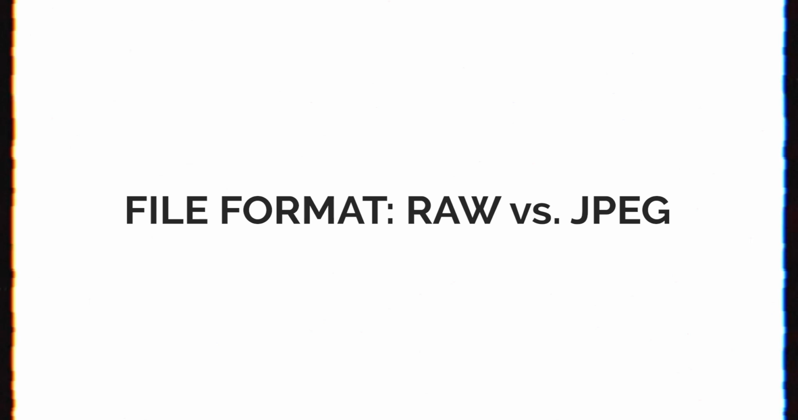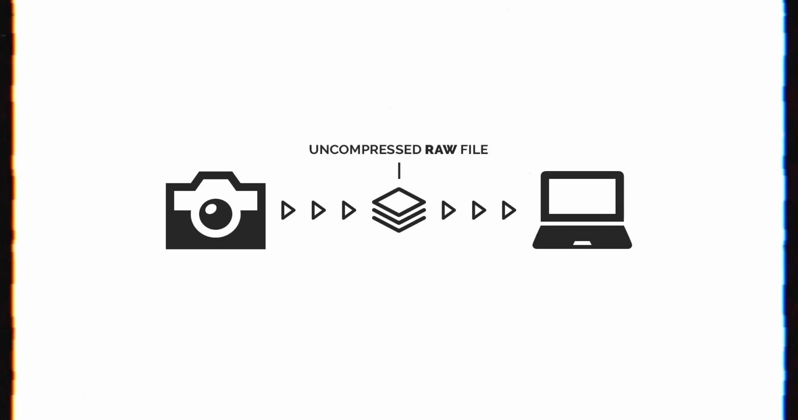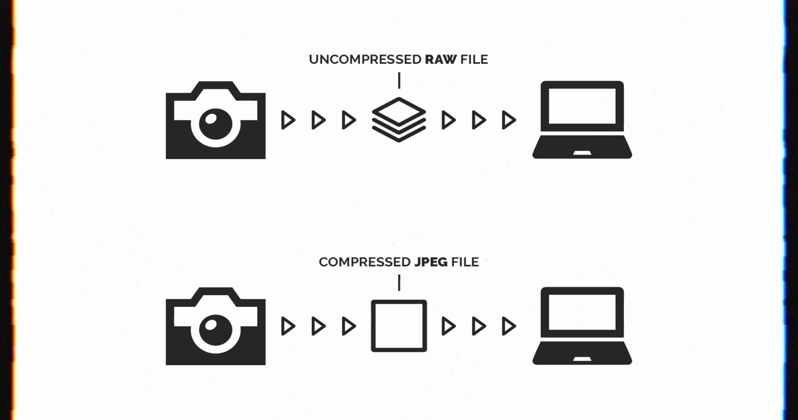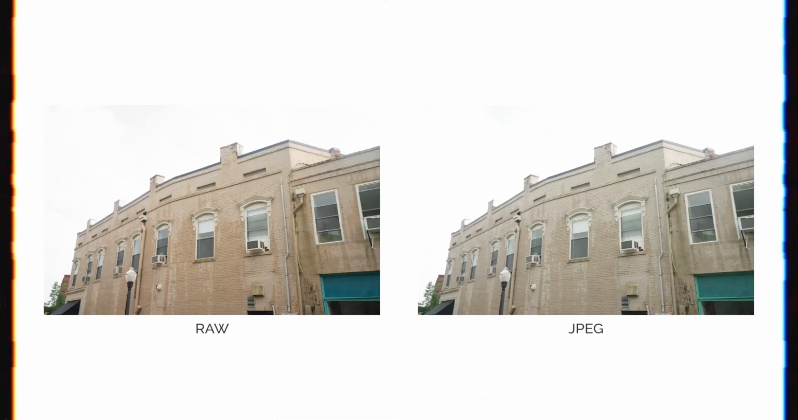Now I'm going to touch on file formats because it changes how much you can push your image in editing. The RAW format is the most flexible and you have a ton of data to work with in editing. The JPEG format gives you a sliver of the data that you would get with RAW and is a lot less flexible in editing. Here are two photos of the same scene where I intentionally blew out the highlights in the sky.